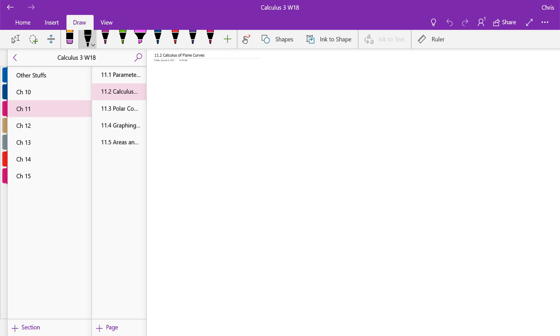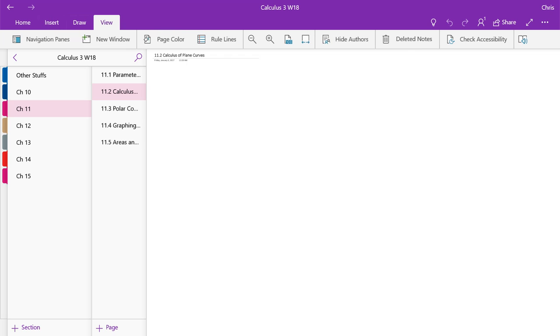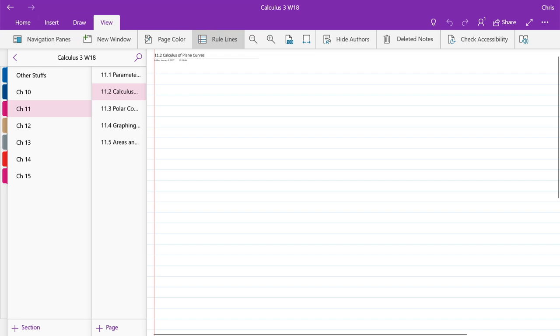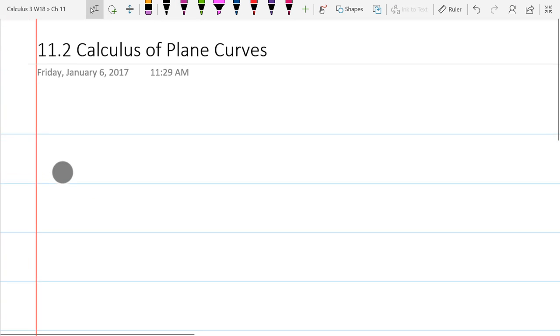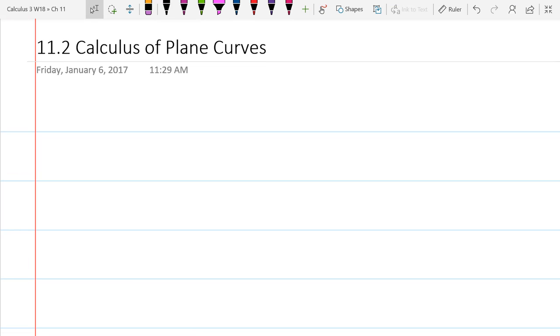So let's get into some calculus now. Last section was more geometrical. This is going to be calculus, so this one will feel a lot more algebraic.